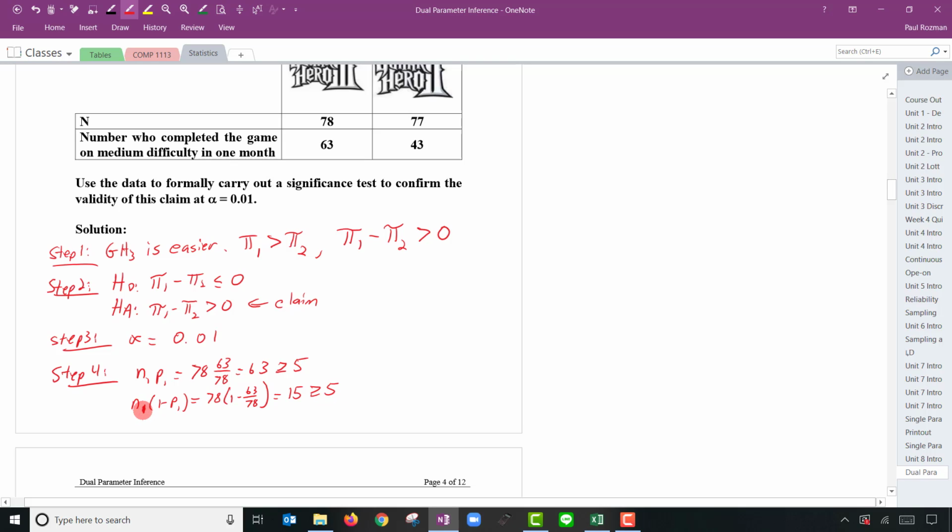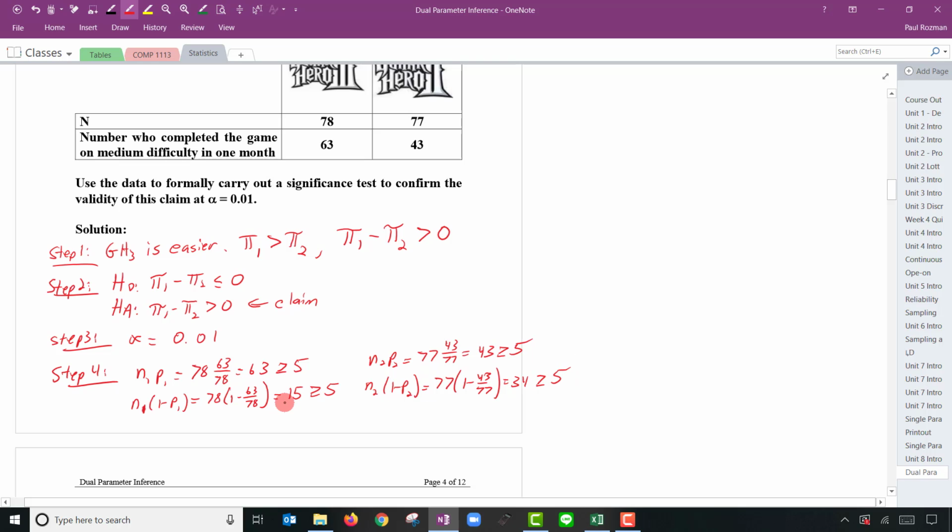This is a 1 here. We also have to check group 2, n2 p2. So we have 77 in that group and 43 out of 77, which is 43, which is greater than or equal to 5. And n2 q2, or n2 times 1 minus p2, is 77 times 1 minus 43 77ths, which gives us 34. Also greater than or equal to 5.